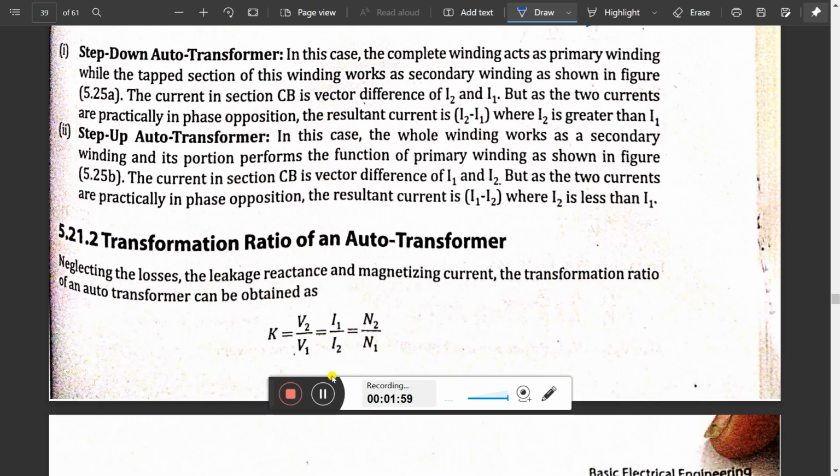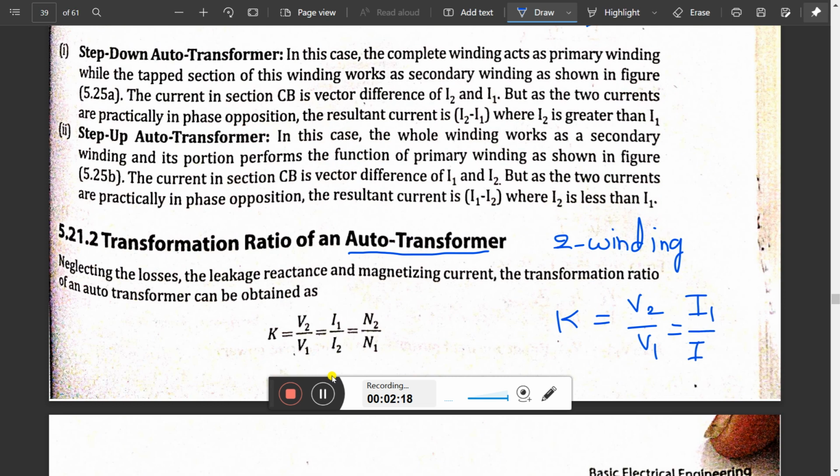Now coming to the transformation ratio of the auto transformer. Generally, as in the case of a two winding transformer, we have the K value equal to V2 by V1, and we know it is the inverse of I1 by I2. Simply, we can write N2 by N1.